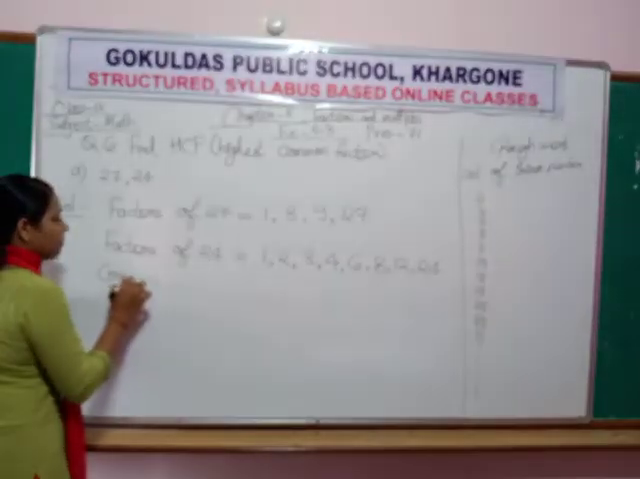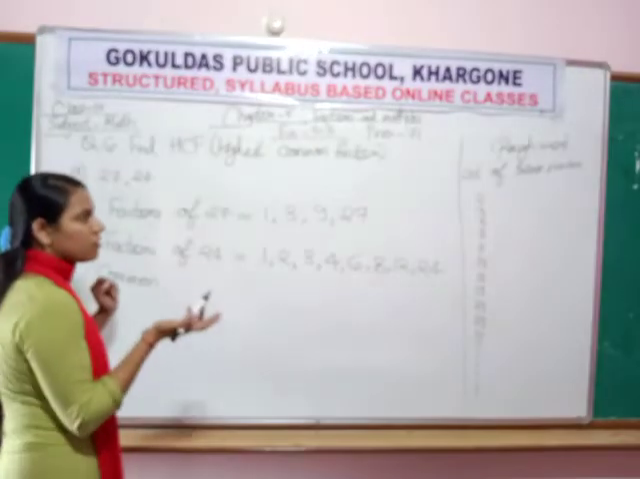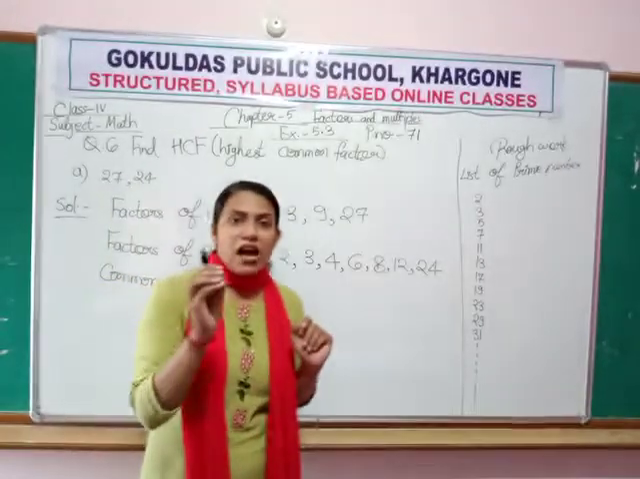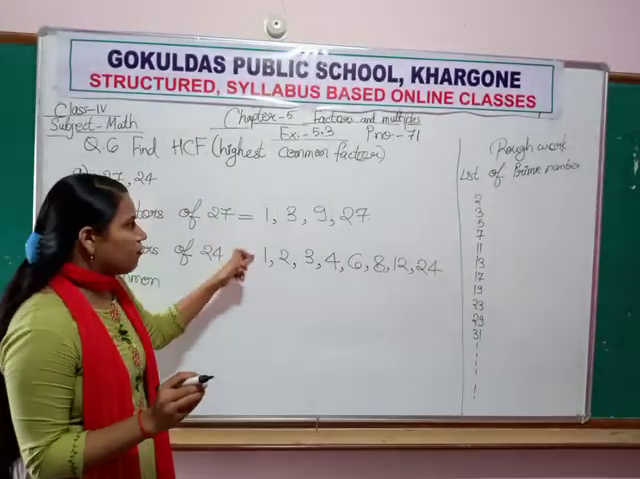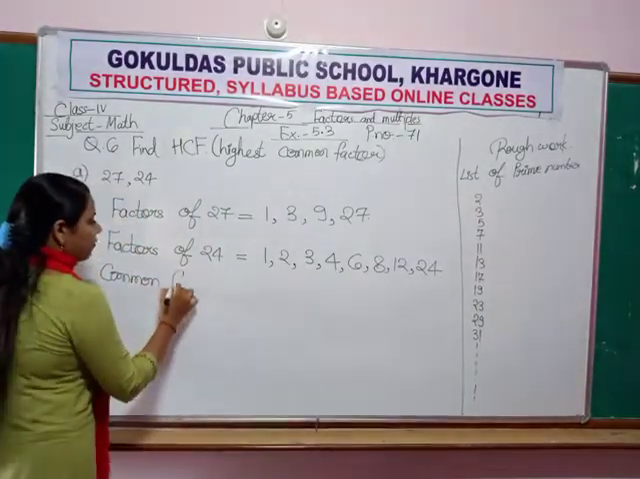Now find the common ones. Common means those factors which are shared by both the numbers. So common factors.